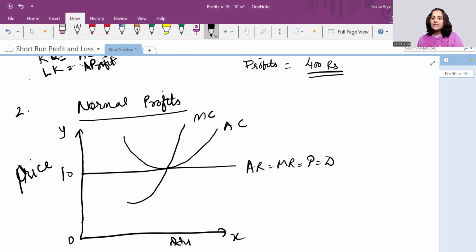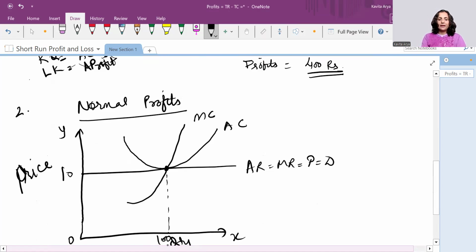Right. Why do we say we have normal profits and what's the quantity? See, this is the profit maximizing quantity, say 100 units. Why? Because MC is equal to MR at this very point. So this is dropped. And there is no gap between AC and AR. So this showcases the normal profits here.